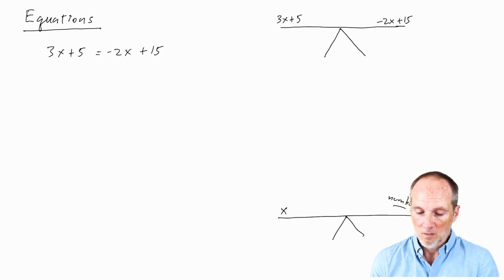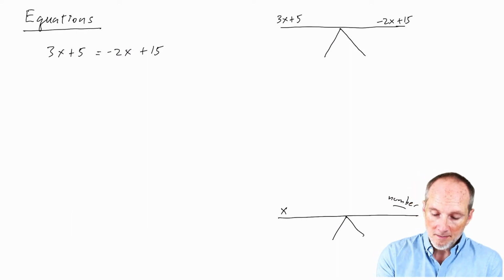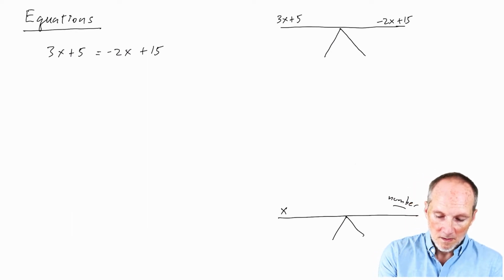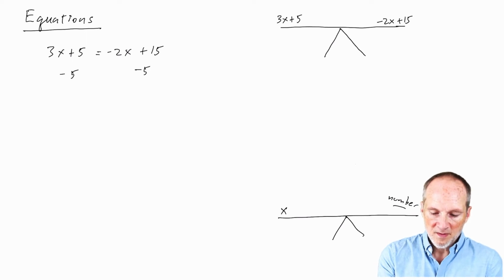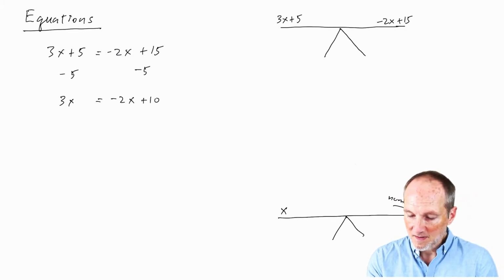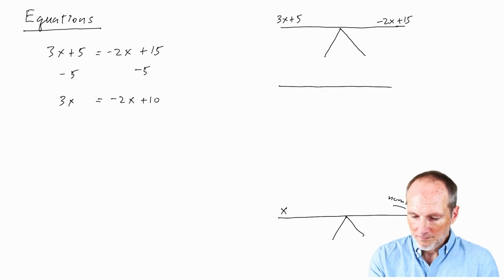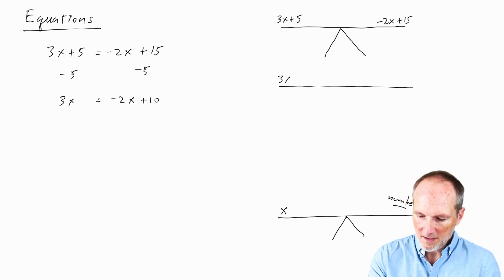So what are we going to do? In this case, this is super easy. So I would subtract 5 from each side. And then if I simplify the left-hand side, that's just 3x. The right-hand side is minus 2x plus 10. And in terms of the scale, I have 3x on one side now, minus 2x plus 10 on the other.